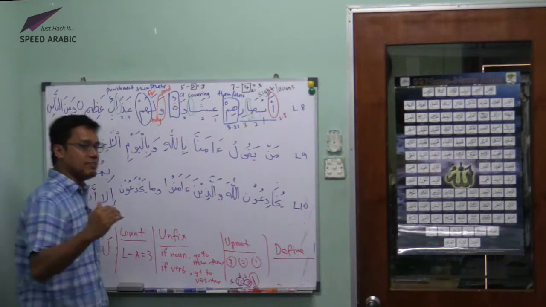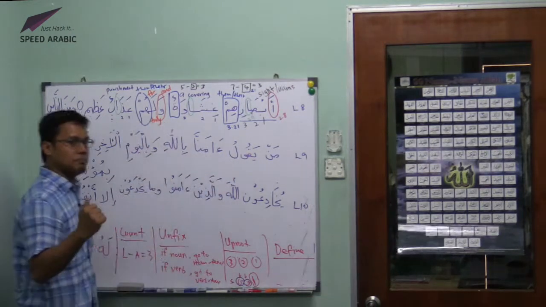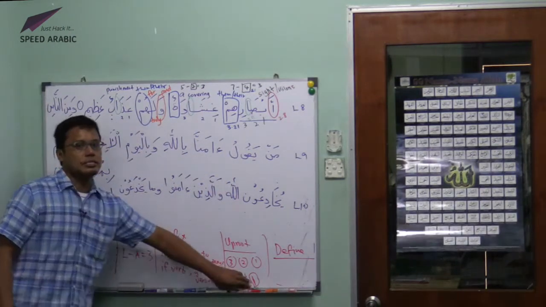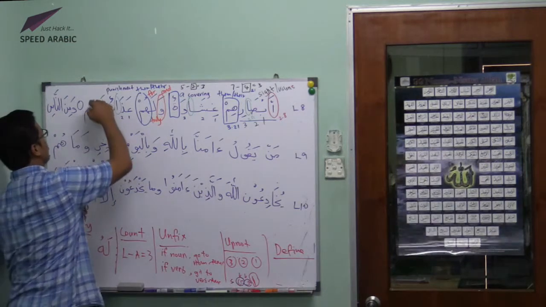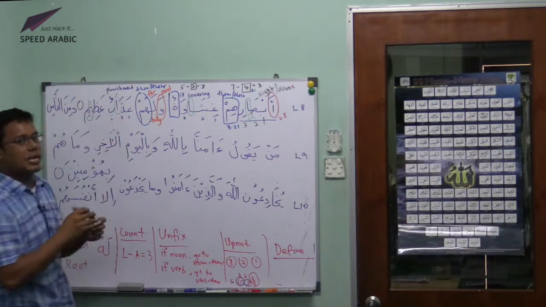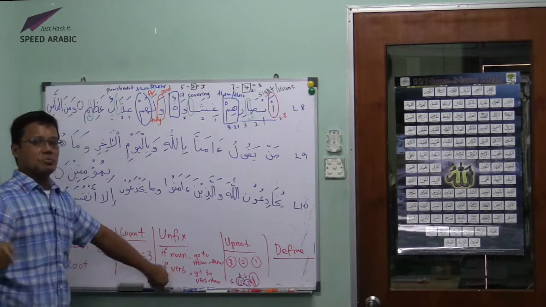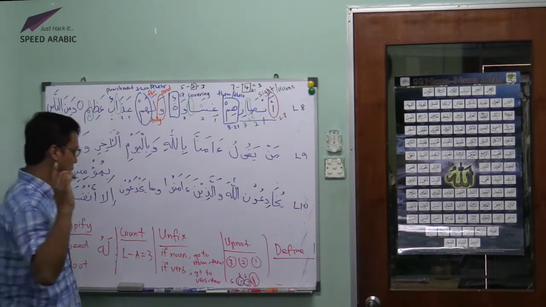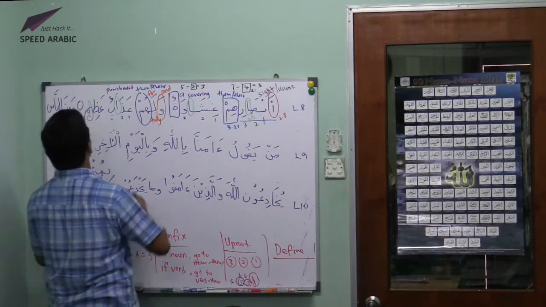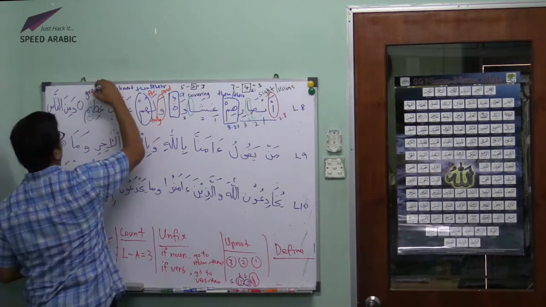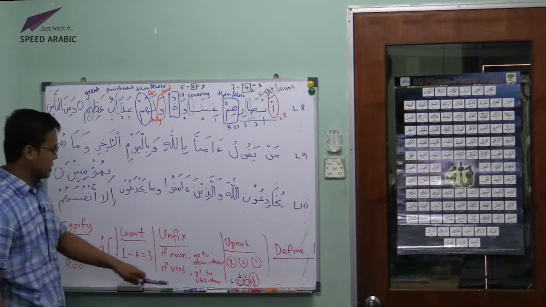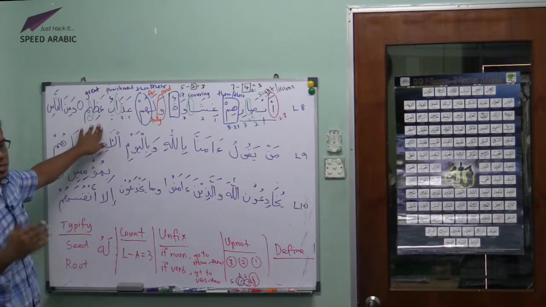Azim. Any vowels there? The ya, right? The ya is the vowel. So the root is ain, dha, mim. You go to the dictionary, and the dictionary will tell you it means great. Great. Okay. Azim is like kabir.